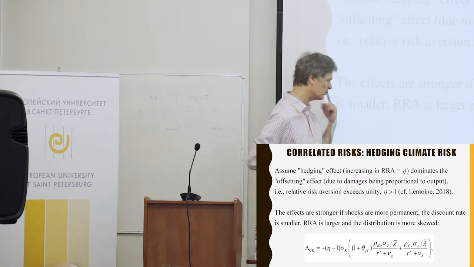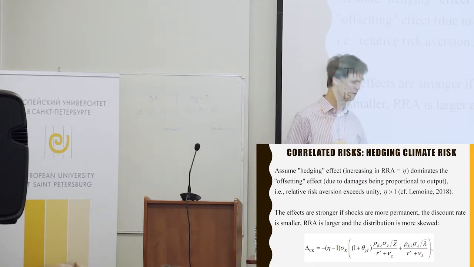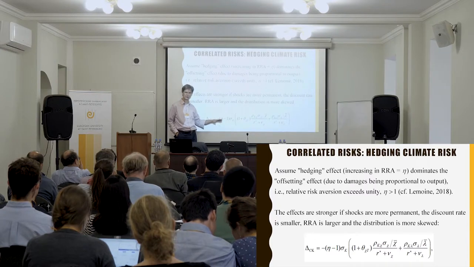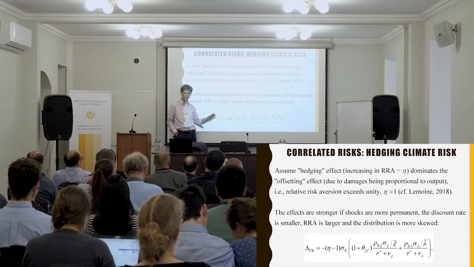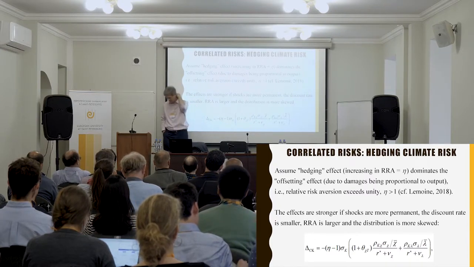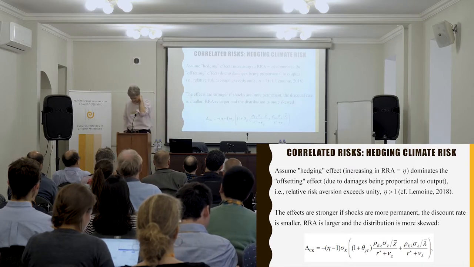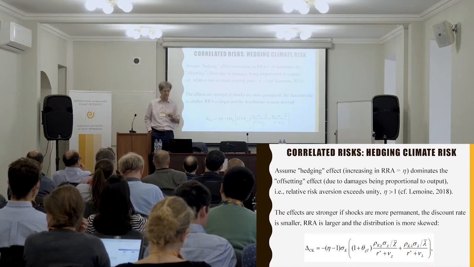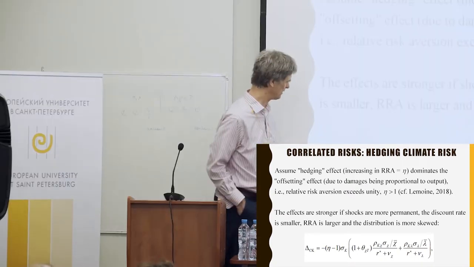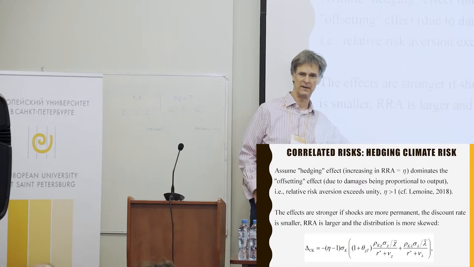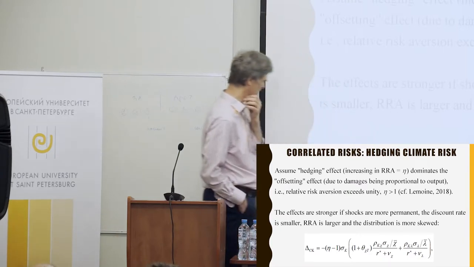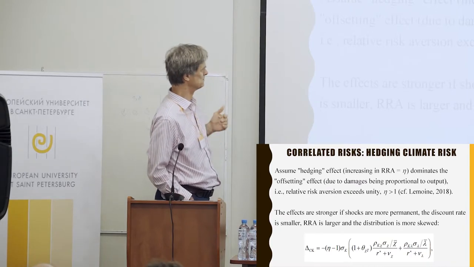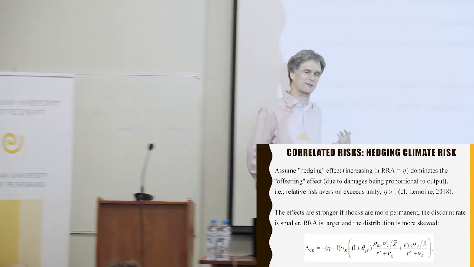But first thing to notice is one important thing. If risk aversion is equal to one, this whole term drops out. So all the hedging effects drop out. I've seen a paper by Derek Lemoine, who doesn't solve it, but he suggests that it also depends on the risk aversion being different from one for those effects to kick in. But here's the explicit formula. So let's try to understand those hedging effects.